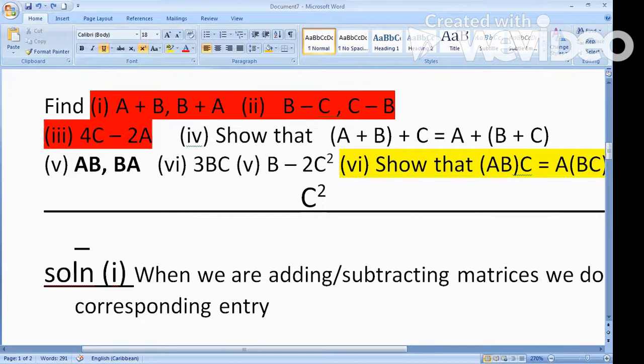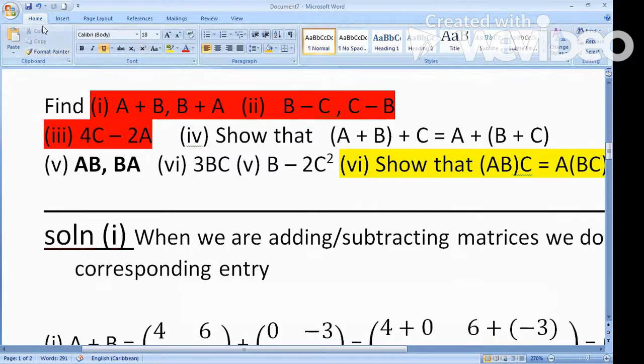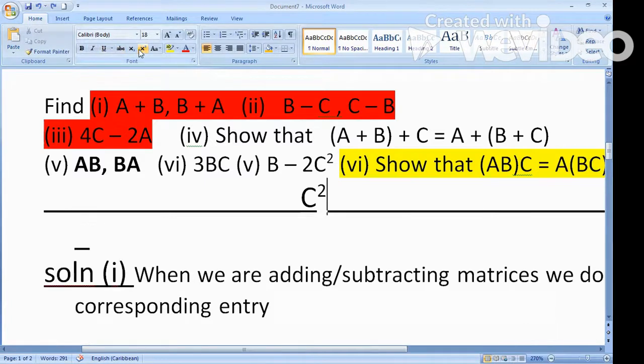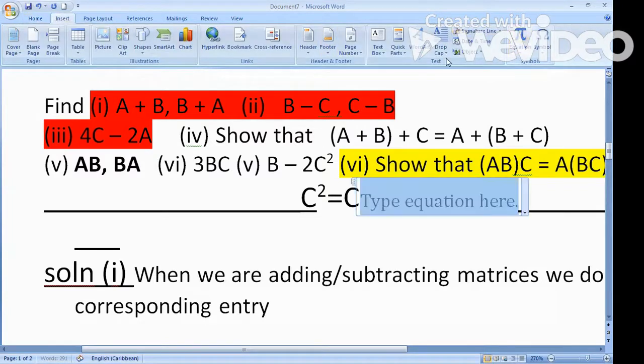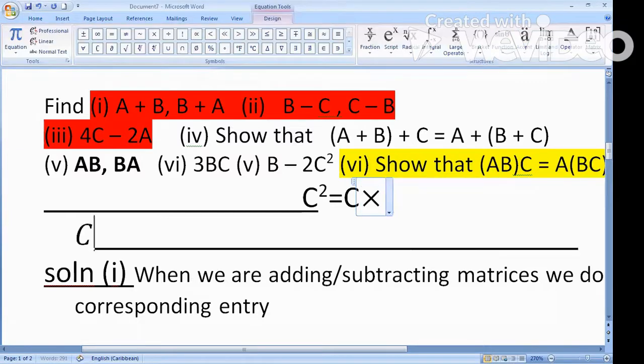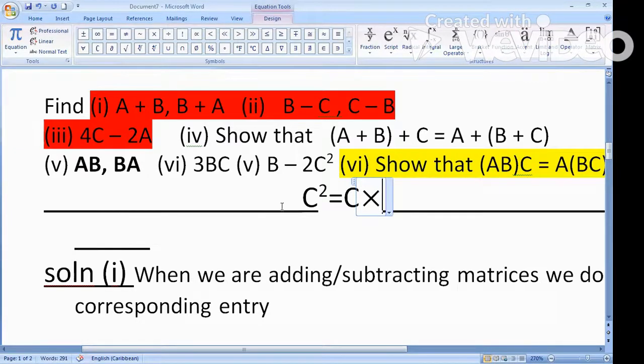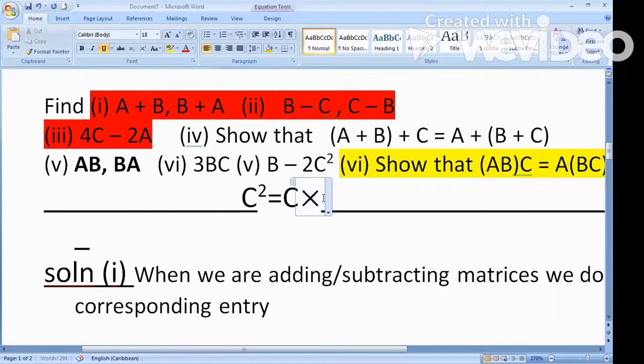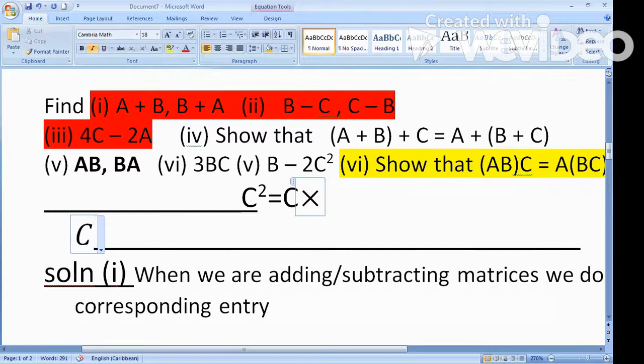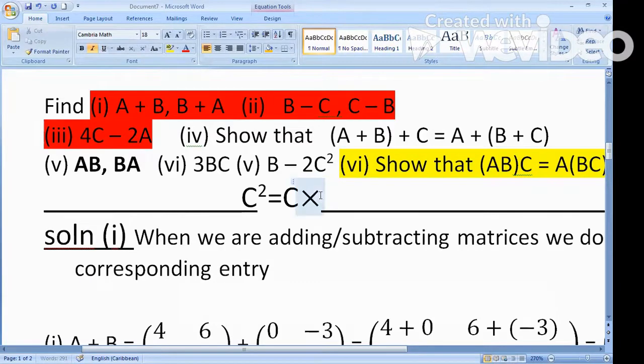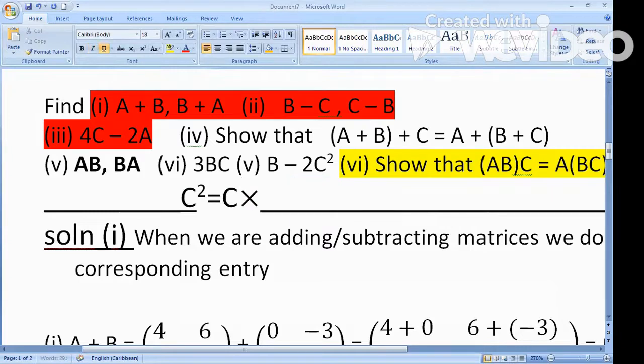Whoa, what is this? Hold on a second. All right, so C squared, I don't know what's happening. Oh boy. Okay. It's actually C times C.